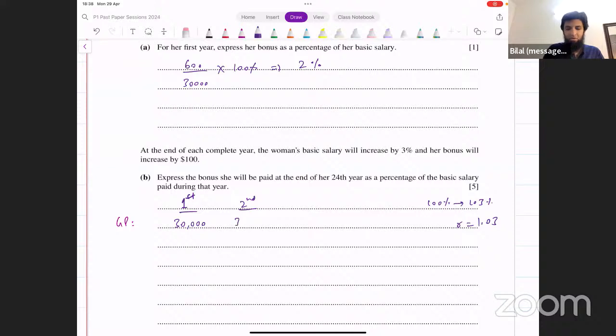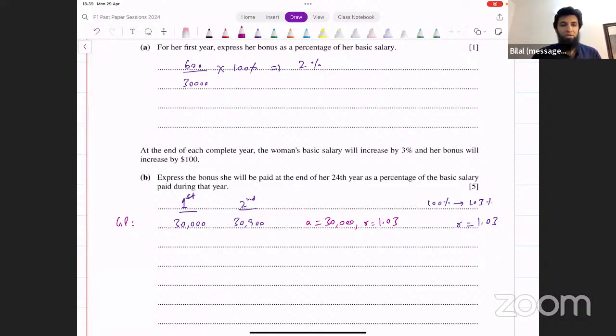And if you find this number, you can also find the ratio by just dividing these two numbers, and the ratio will turn out to be 1.03. So the basic salary is a geometric progression with the first term being 30,000 and the ratio being equal to 1.03. That's the basic salary.